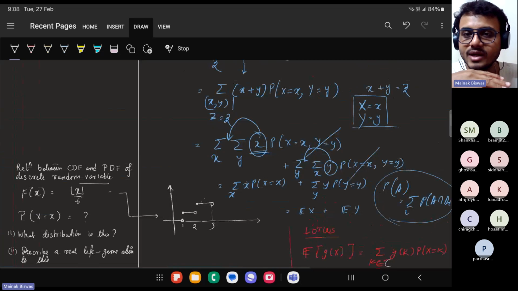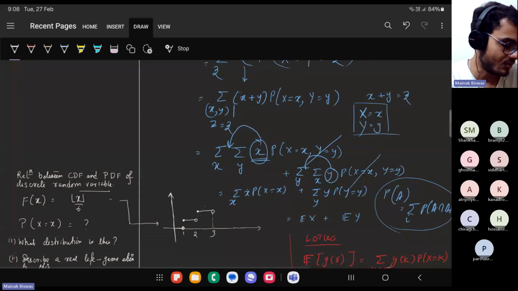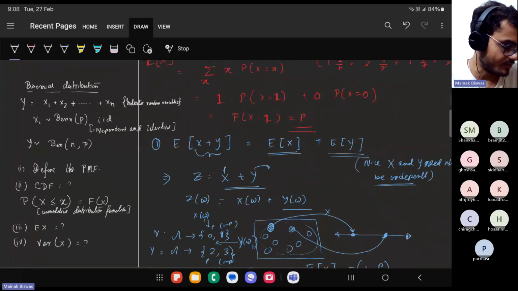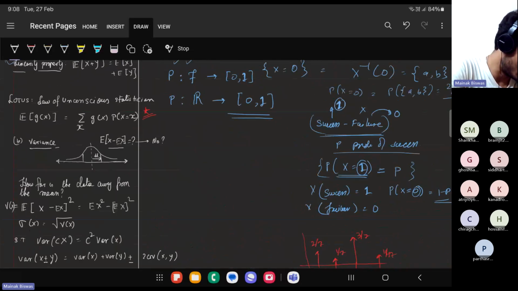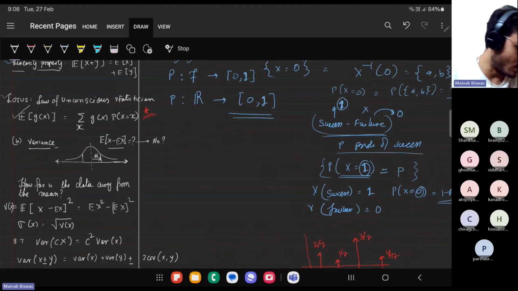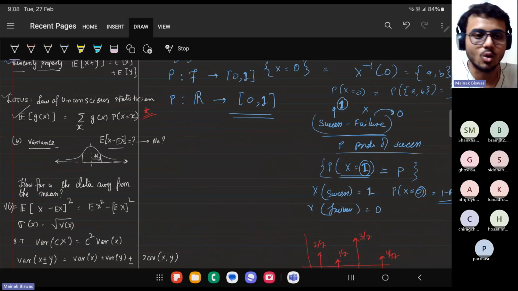Say if you are told that your classroom height is uniformly distributed between 160 and 170, and I ask you what will be the average value, by intuition you will say 165. But here we'll try to see why it is 165. That's the idea, and we'll see many other different statistics as well. But expectation has to be the basic thing that you need to understand. So we understood what is linearity of expectation and what is LOTUS.